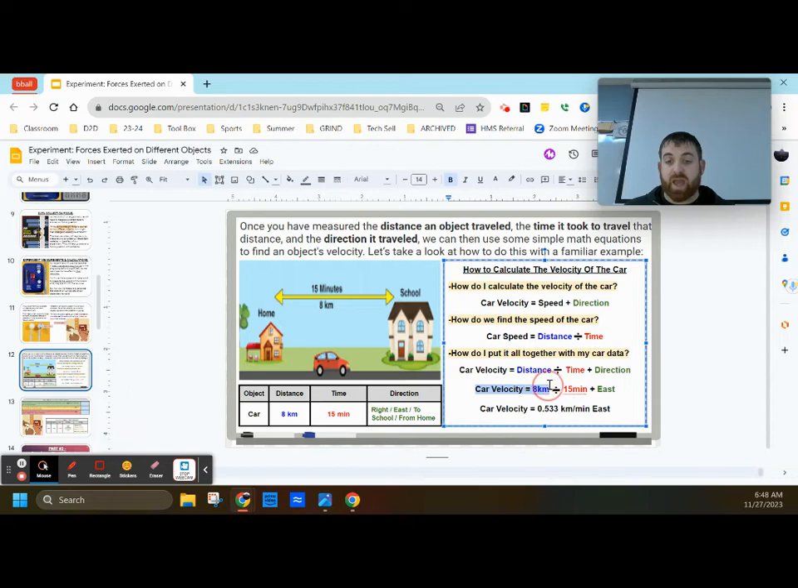So the car velocity would be 8 kilometers divided by 15 minutes plus the direction it's going, in this case, east. So all I did was plug in 8 for distance, 15 for time, and east for direction. So the car velocity, when I plug that into my calculator, would be 0.55 kilometers per minute east. And that's how I'd find the velocity. I would measure its distance using some sort of meter stick or something. I'd measure times using some sort of timer. And then I would use the equation speed plus direction, where I would substitute distance divided by time in for speed. So my final equation that I'm going to use is distance divided by time plus direction.